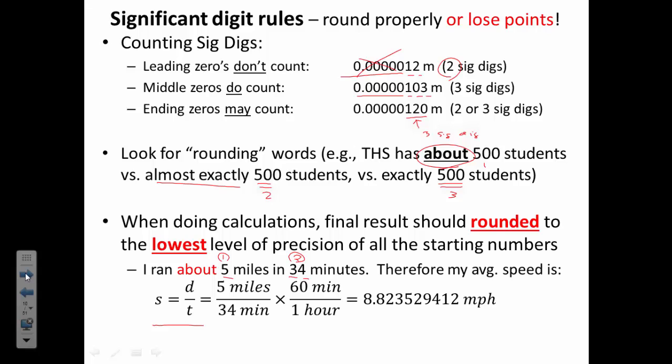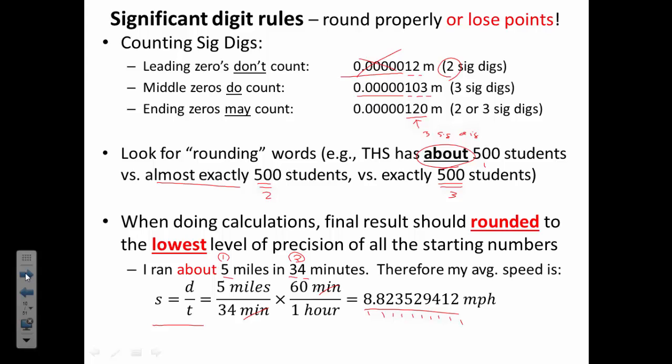Now, I actually want my answer in miles per hour, so there's 60 minutes in 1 hour. That cancels out my minutes, so I'm going to get an answer in miles per hour. And when I do this mathematics and I type the numbers in my calculator, I get 10 digits showing up. Now, how many digits should I round this to?